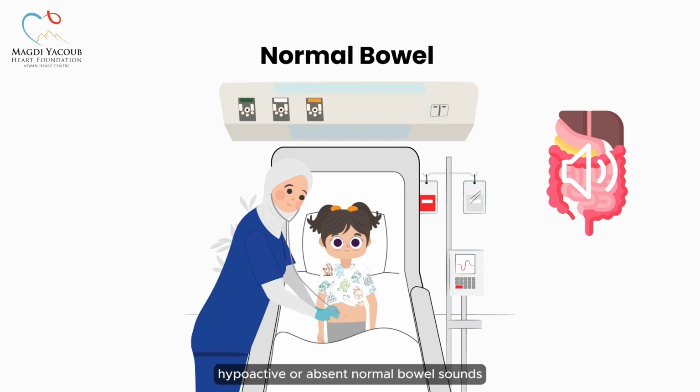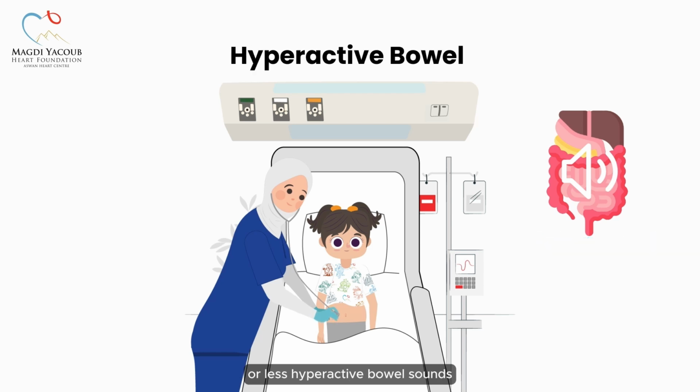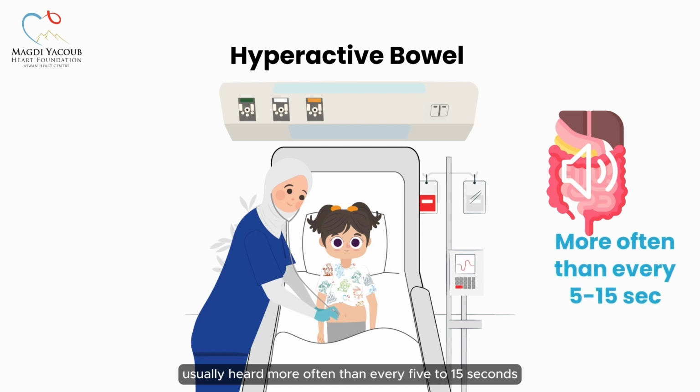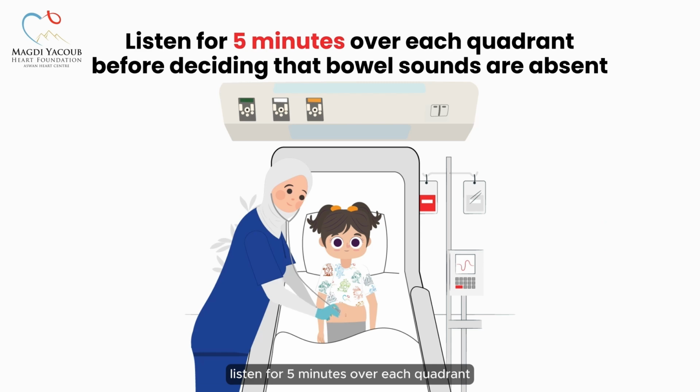Normal bowel sounds typically occur every 5 to 15 seconds. Hypoactive bowel sounds might be heard every 1 to 2 minutes or less. Hyperactive bowel sounds are usually heard more often than every 5 to 15 seconds. Listen for 5 minutes over each quadrant before deciding that bowel sounds are absent.